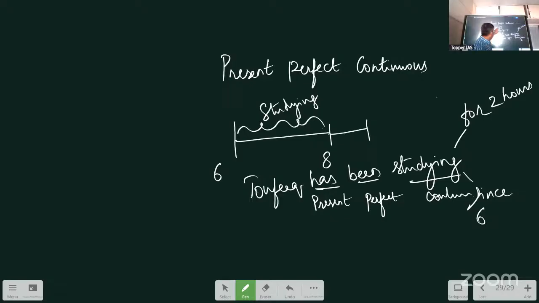So when do I use present perfect continuous? I should use present perfect continuous to say how much time has passed.